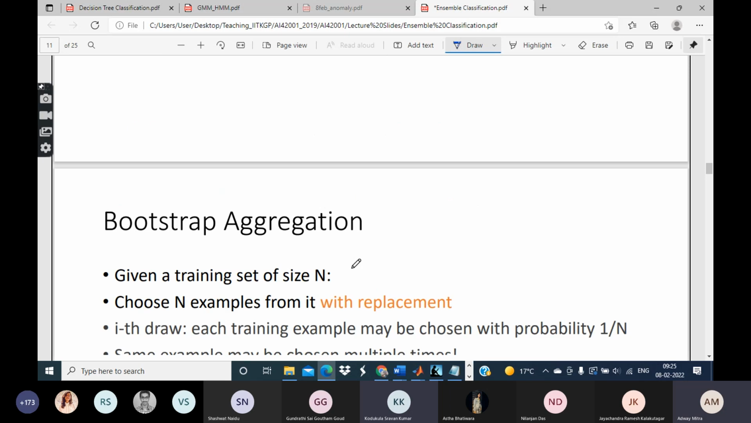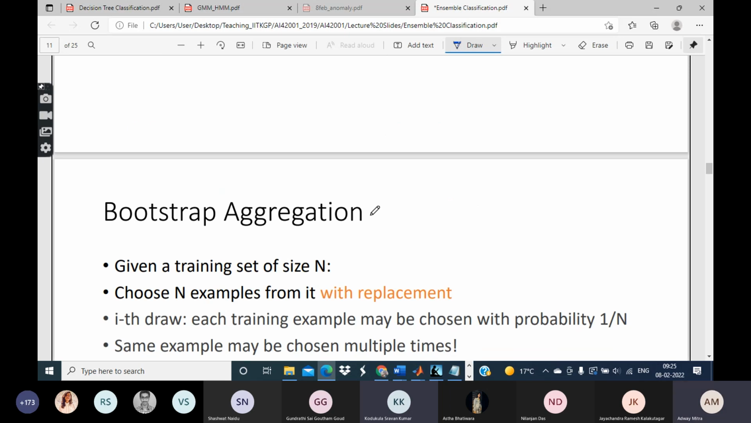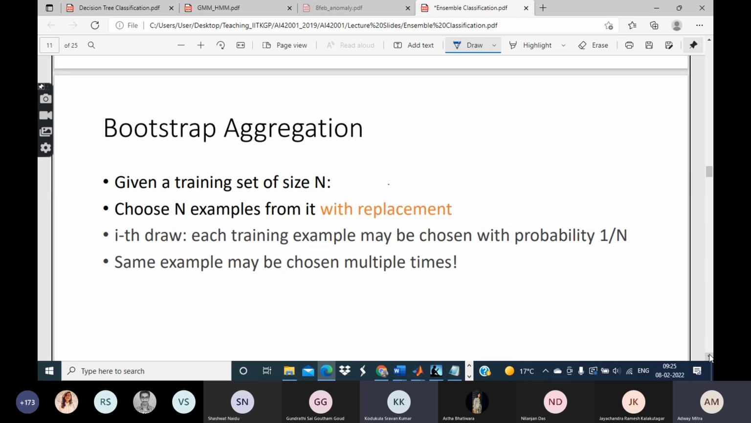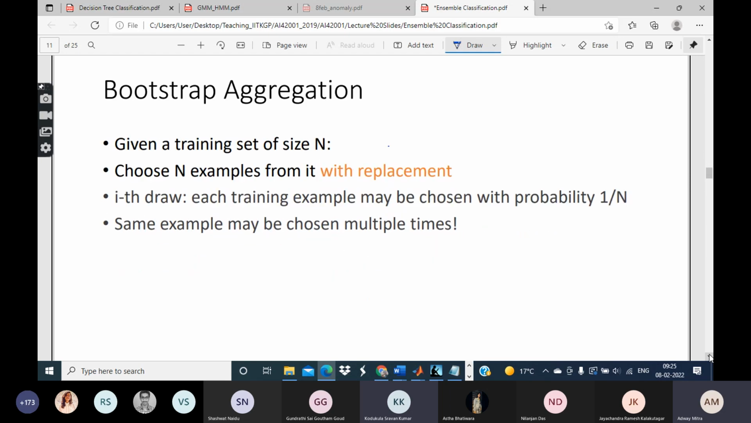So what is this bagging? Bootstrapping is a concept in statistics. You are given one set of samples, and on the basis of that set you do some subsampling and create another set of samples. That's the basic idea of bootstrapping.